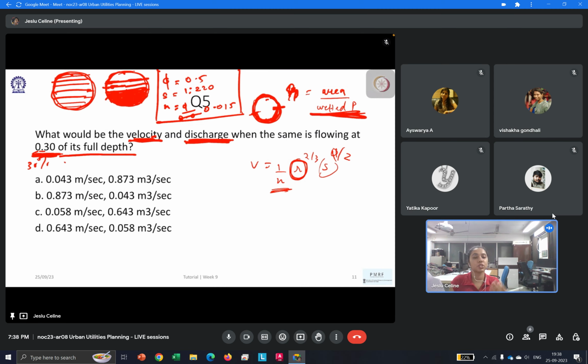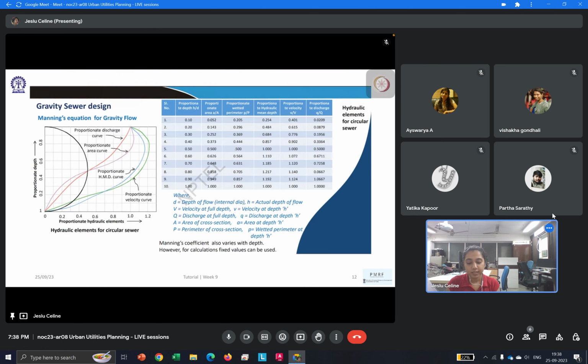So it's a proportionality. Based on Manning's equation, these proportionate curves have been drawn. A curve has been plotted for proportionate area, one curve for proportionate discharge, and one curve for proportionate velocity. All this is based on the proportionate hydraulic elements. Over here you have 20%, 40%, 60%. Mind, this is only for a circular sewer. If it is an egg-shaped sewer, then the whole thing changes. You cannot use it.